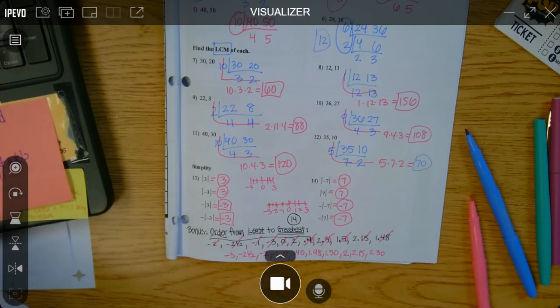Congratulations, my little mathematicians. You hopefully now remember how to do greatest common factors, least common multiples, absolute value, and ordering from least to greatest. You got this.